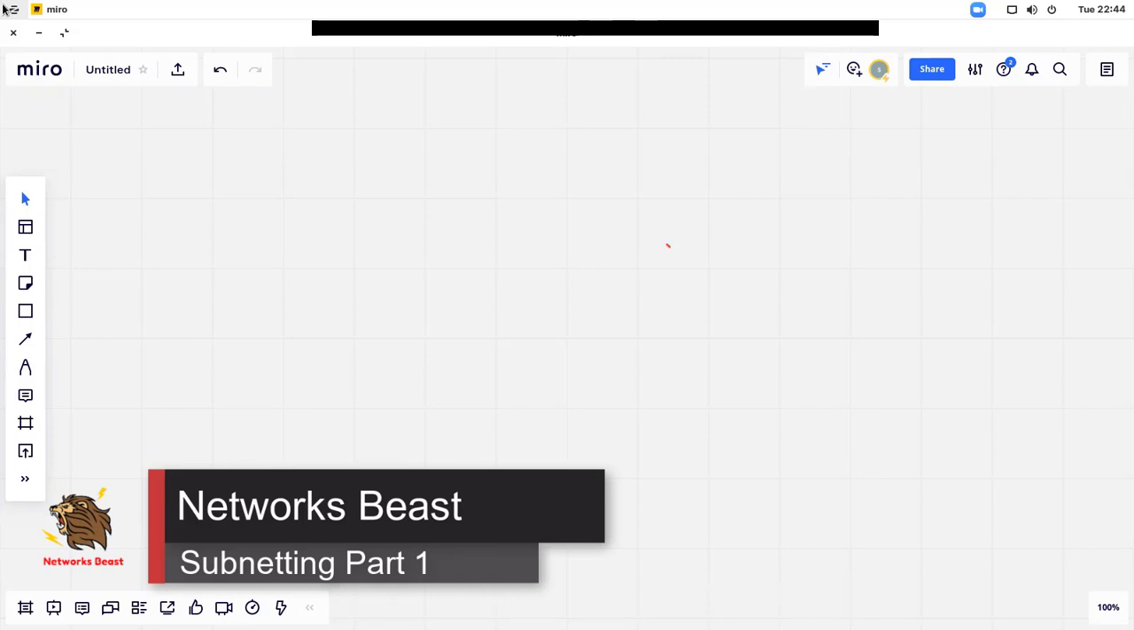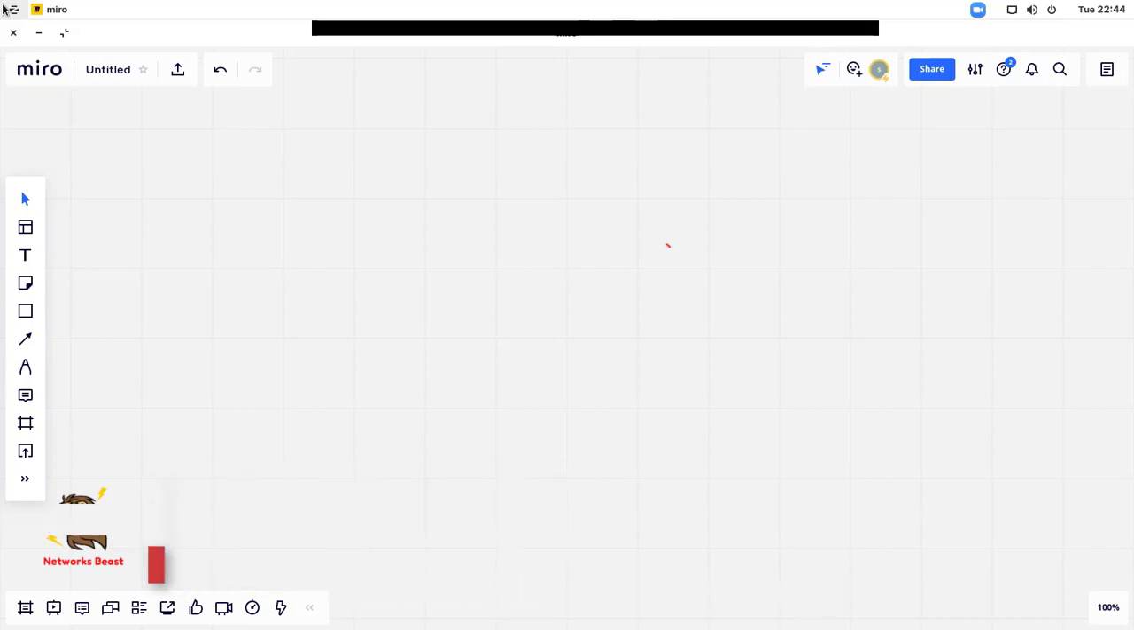Start with the subnetting part. Basically, subnetting is said to be dividing a big network into smaller ones. So first of all, we need to understand what is a network and how can we say it is a big network.